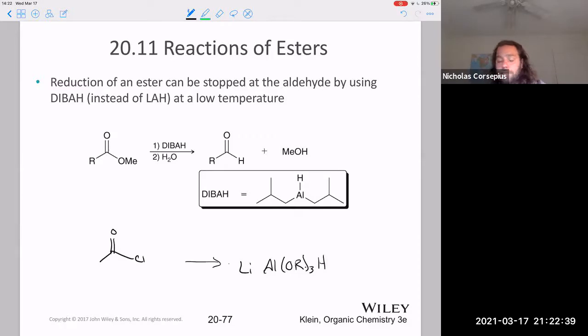For whatever reason, this particular reagent is unique to acyl chlorides, and this particular reagent is unique to esters. So they're doing very similar things. They both look very similar. They've got big bulky groups coming off of the aluminum. One of them is specific to esters, one of them specific to acyl chlorides. So unfortunately, they're very similar, but we've got to make sure to make that distinction.